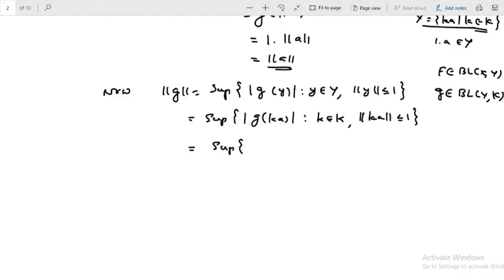Modulus of, inside this there is modulus k into norm A, modulus k into norm A, so that k belongs to K with the norm of k, that is modulus k into norm A, again less than or equal to 1. By the homogeneity property of norm, it is equal to the supremum of the set, actually modulus k into norm A. Norm A is greater than 0, here A not equal to 0, norm A greater than or equal to 0 actually. Modulus k into norm A is again modulus k into norm A.